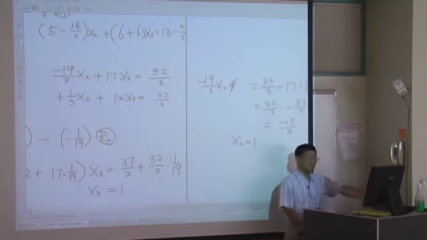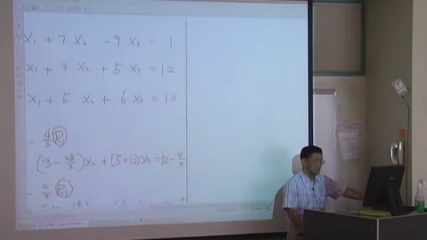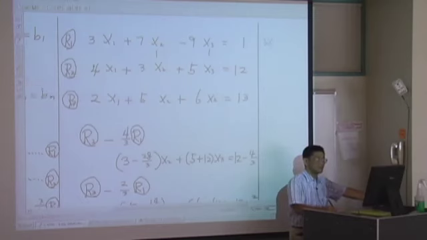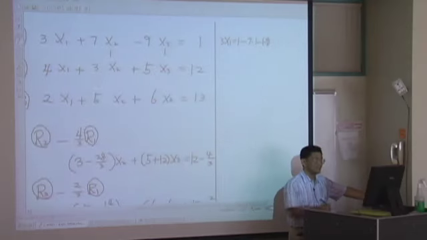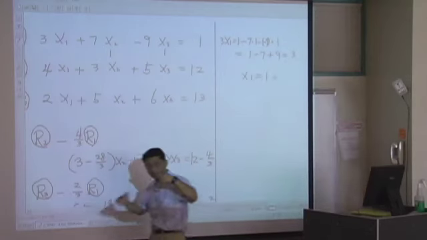Now we do the back substitution to the first equation. So we replace x3 by 1, x2 by 1. Then what is x1? 3x1 equals 1 minus 7 times 1, and then minus negative 9 times 1. And if we do the calculation, 1 minus 7 plus 9 equals 3. So x1 equals 1. So we have found these things in back order.